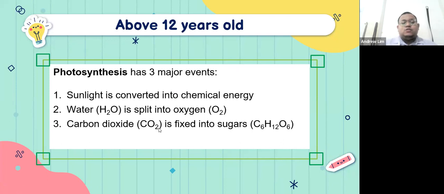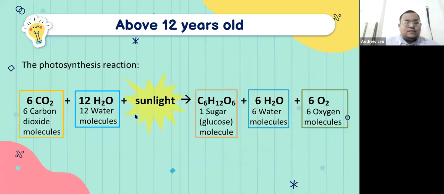Carbon dioxide, CO2, is fixed into sugar, C6H12O6. For those 12 years old and below, don't worry, these are all above 12 years old topics, all right? So if you're 12 years old and above, do know that carbon dioxide, CO2, is fixed into sugar, which is a chemical formula of C6H12O6, all right? So this is the formula of the photosynthesis reaction for those above 12 years old.